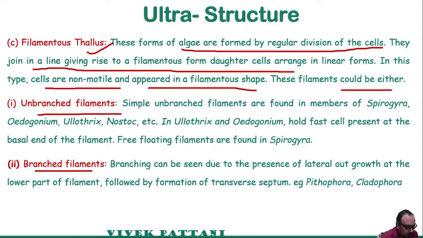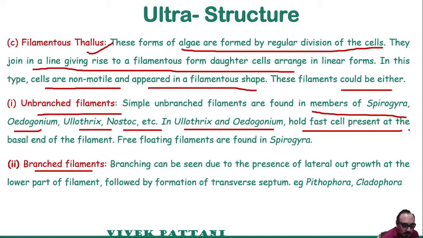Filaments. In the case of the unbranched filaments, simple filaments are found in members such as Spirogyra, Oedogonium, Ulothrix, Nostoc, etc. In the case of Ulothrix and Oedogonium, the holdfast cell is present at the basal end of the filament, and free floating filaments are found in the case of Spirogyra.